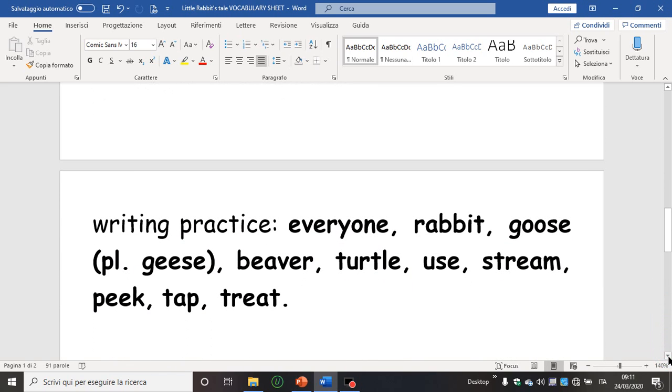And that's your writing practice for today. These are not new words. These are words that we've either come across together in class or that you've come across in other subjects like science, for example. So, the words are everyone, rabbit, goose. Remember that the plural of goose is geese, not gooses. One goose, 2 or 3 geese.